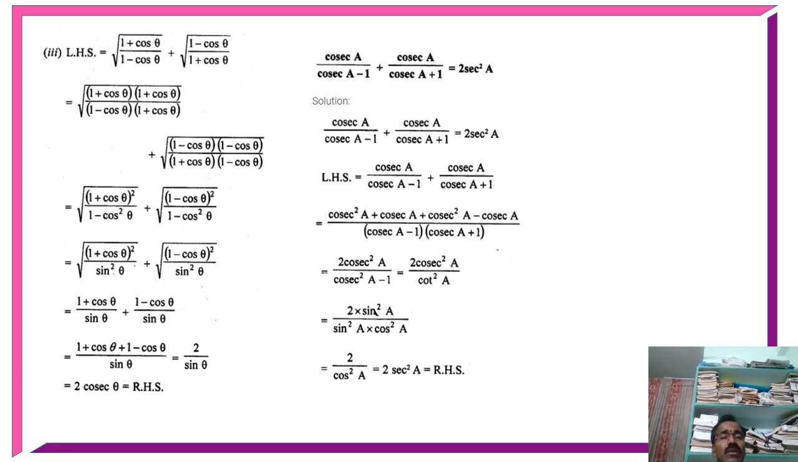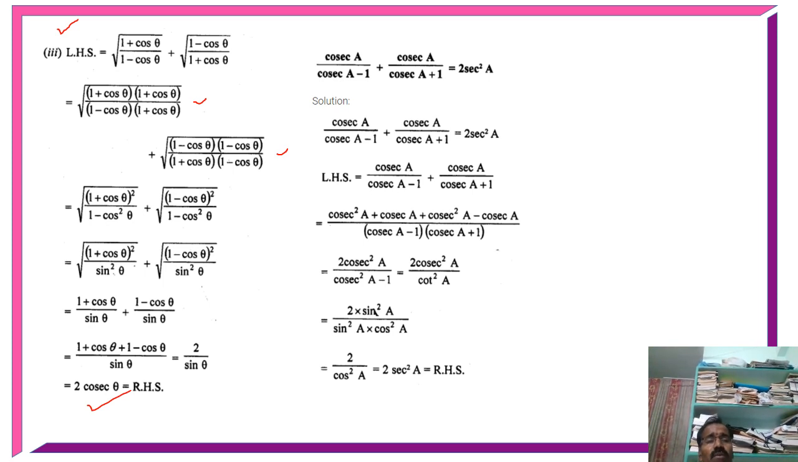So in this third bit it is given, prove that root over (1 + cos θ)/(1 − cos θ) plus root over (1 − cos θ)/(1 + cos θ) equals 2 cosec θ. Same process: LHS, rationalize the denominator; we are approaching by taking LHS to prove RHS. Again rationalizing the denominator, same model as the previous problem. We have 1 plus cos θ for rationalizing the denominator of the first part, plus 1 minus cos θ for the second part.